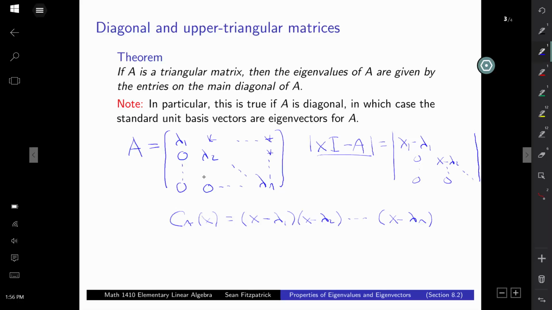Now, in this note here, I've mentioned that for a diagonal matrix, not only can you immediately read off the eigenvalues, but the standard basis vectors, the ones that have a 1 in one of the positions and zeros everywhere else, those are automatically eigenvectors, right? Well, what about for a triangular matrix? Is that still the case?